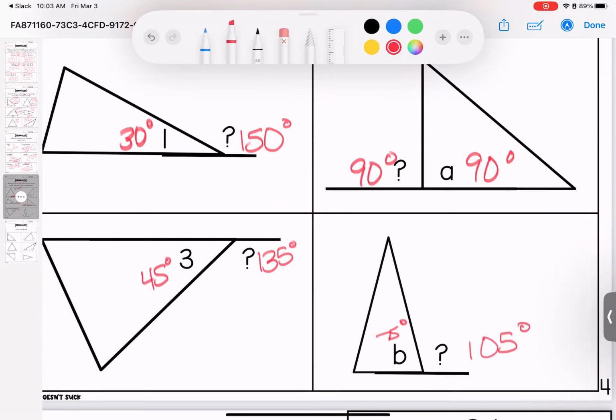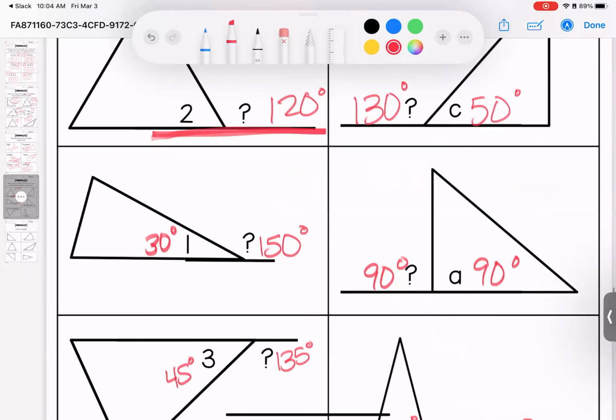Again, measure your inside, determine what's missing by subtracting that from 180 degrees. Any questions on these? Bring them with you to class.